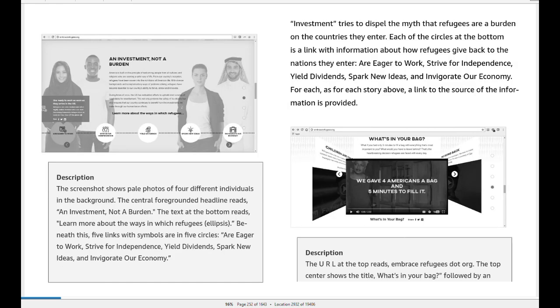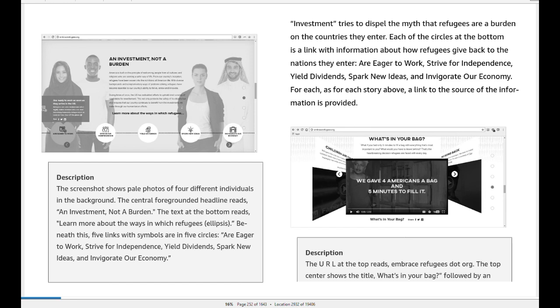The screenshot above shows pale photos of 4 different individuals in the background. The central foregrounded headline reads, "An investment, not a burden." The text at the bottom reads, "Learn more about the ways in which refugees..." Beneath this, 5 links with symbols are in 5 circles: are eager to work, strive for independence, yield dividends, spark new ideas, and invigorate our economy.